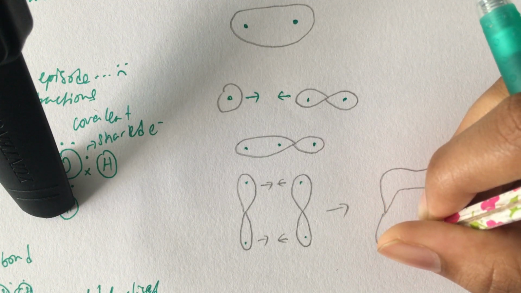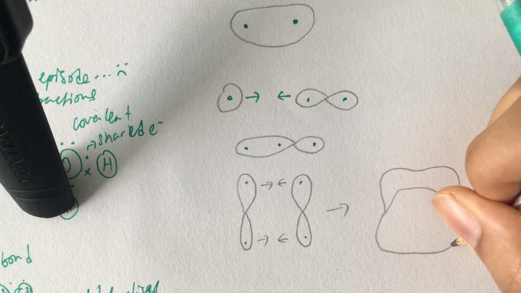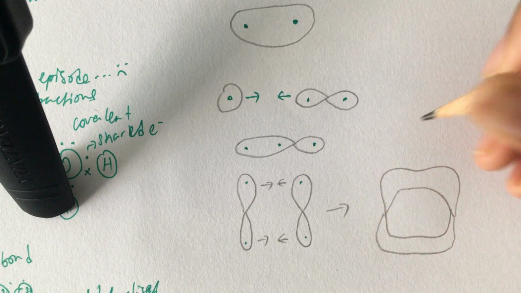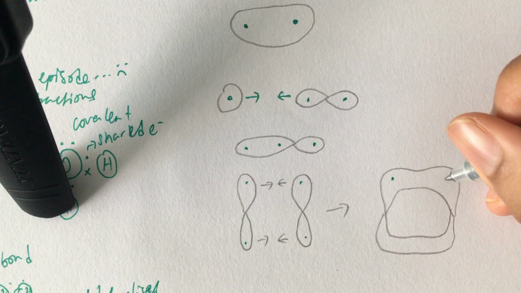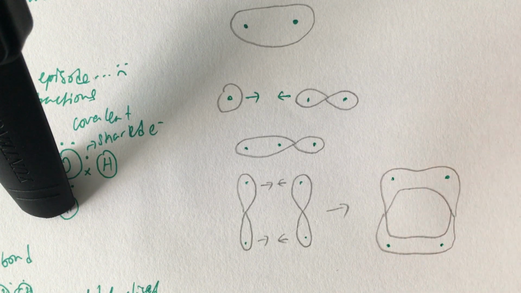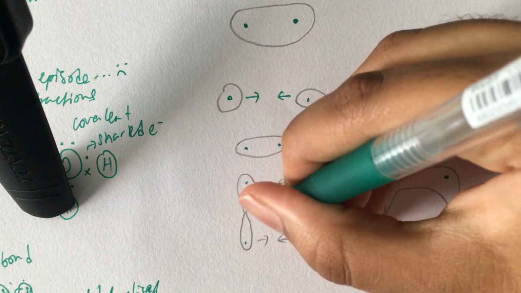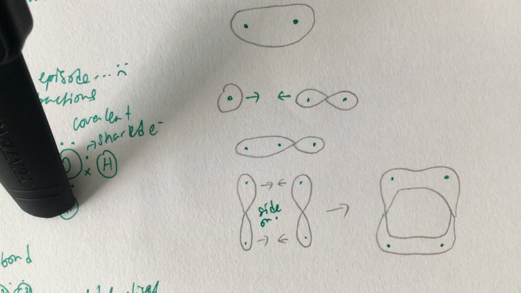So the next point is about the shapes and bond angles in certain molecules. And this is based on VSEPR, or the valence shell electron pair repulsion theory.